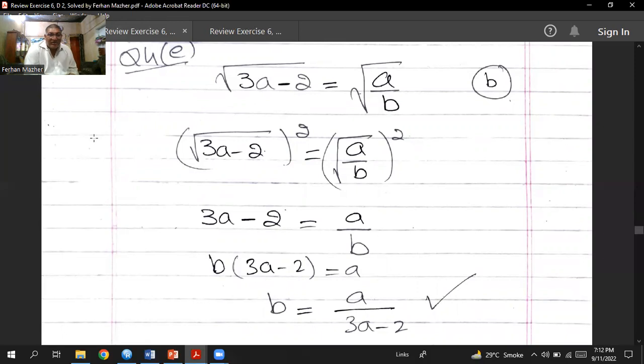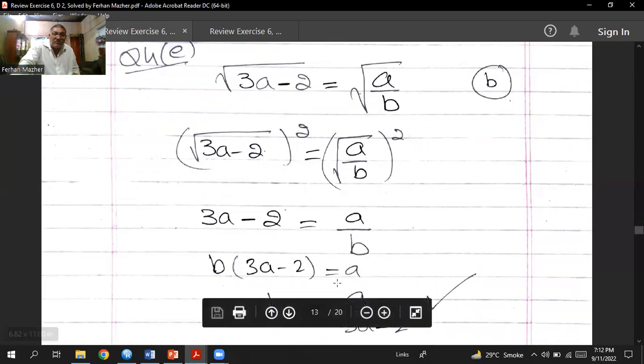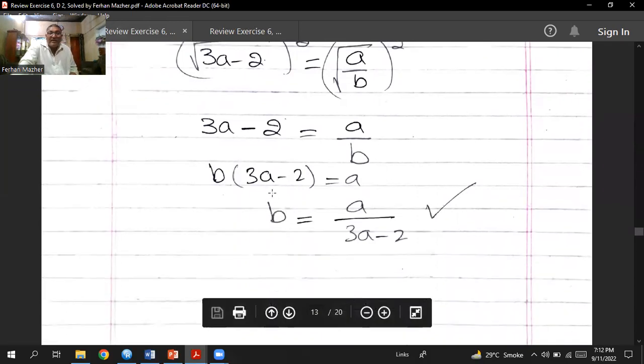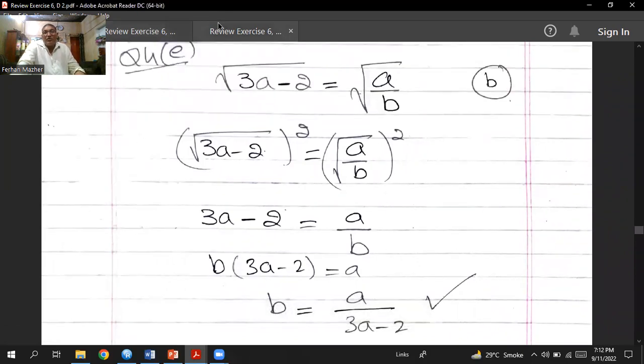I want b to be the subject of the formula. So b(3a minus 2) equals a. So b will be equal to a divided by (3a minus 2). So this is how you do question number 4, E part.